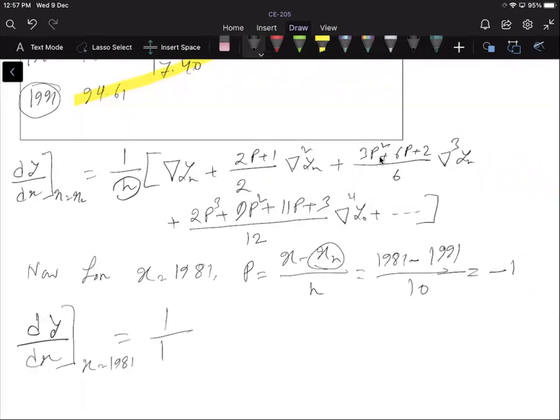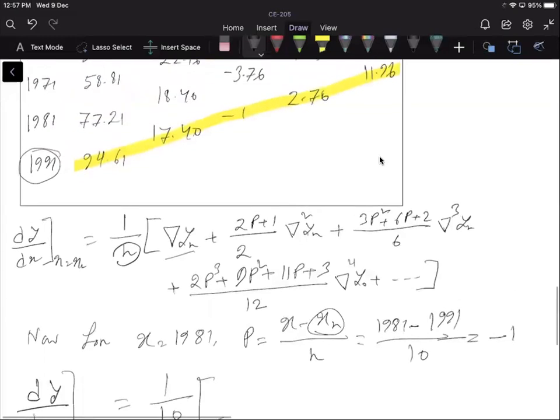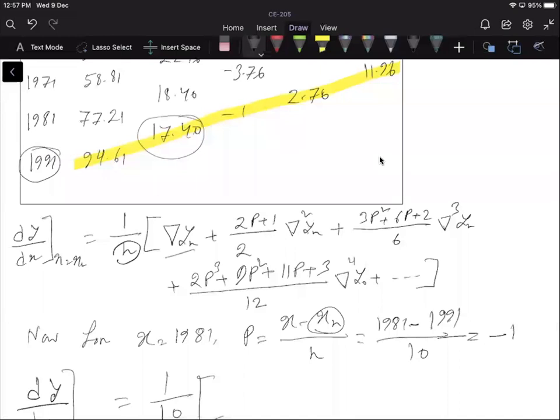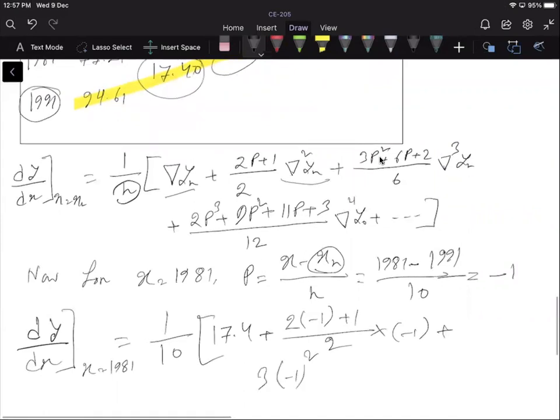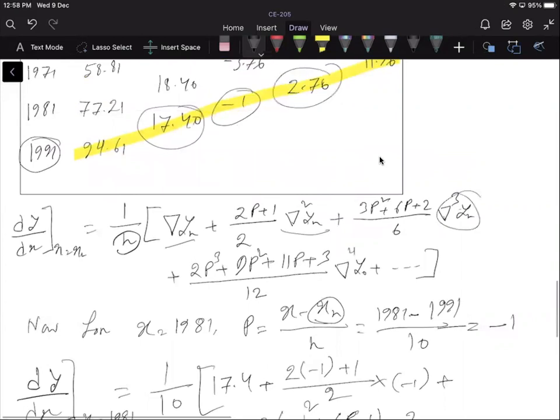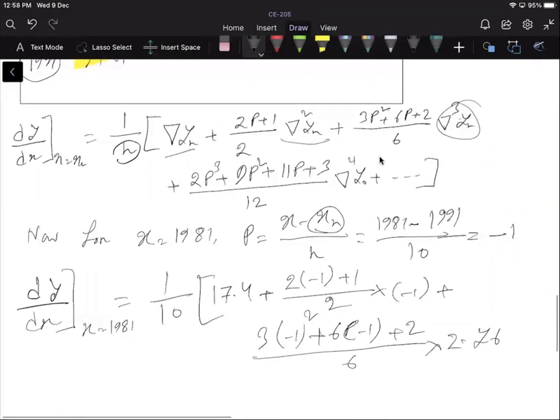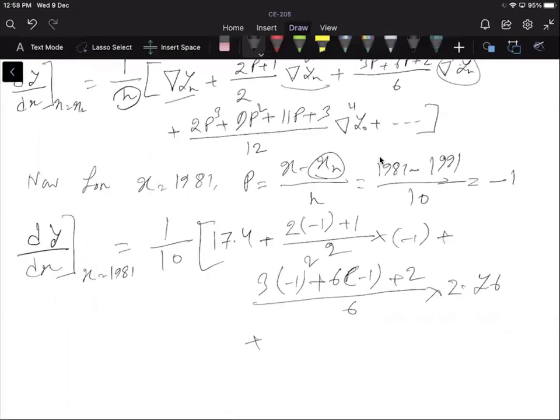1981, this is nothing but 1 by 10 nabla y, that means these terms 17.4, plus 2p, that means 2 into minus 1, plus 1 divided by 2 multiplied by this term, that means minus 1, plus the next one, 3p square plus 6p, p means minus 1, plus 2 divided by 6 multiplied by this one, that means 2.76, 2.76 plus the last terms, and all the values are known, so you will get the last terms.